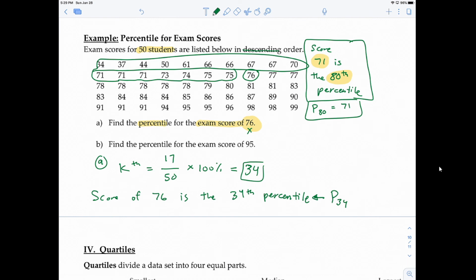Again, I want to emphasize that there are two things we're looking at here. We have the X value itself, which in this problem was 76. And then we have the K, which tells you the percentile. Some problems are going to ask you to find the K, and some are going to ask you to find the X.